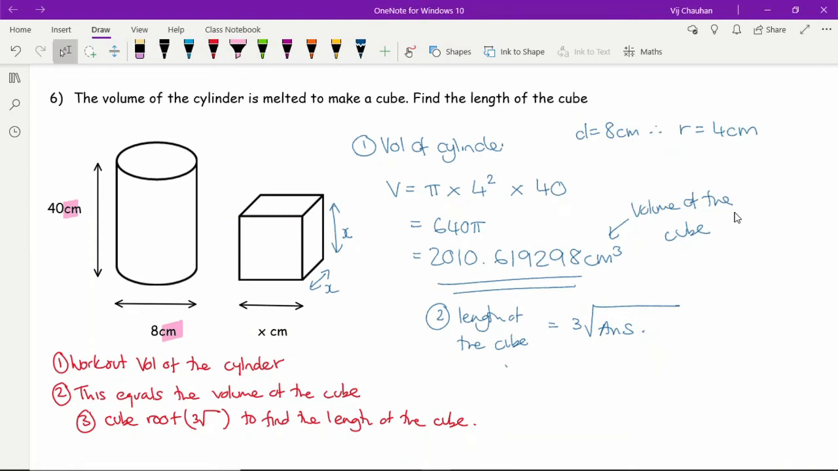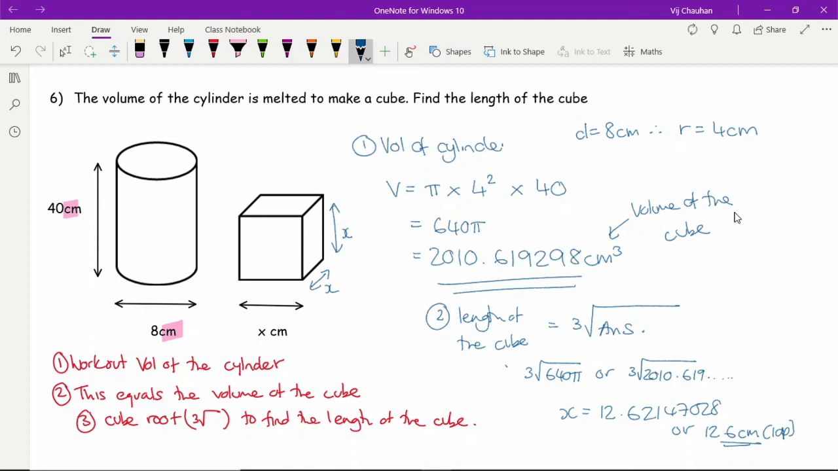So again, all I need to then do is simply decide how I'm going to write this answer up. So therefore, it's the cube root of 640 pi, or you could do the cube root of 2010.619 and so on, and so x equals 12.62147028, or 12.6 centimetres to 1 decimal place. Now again, remembering the units, we're not looking at area, we're not looking at volume, we're looking at length, so it's single length units, and that's why it's just centimetres.